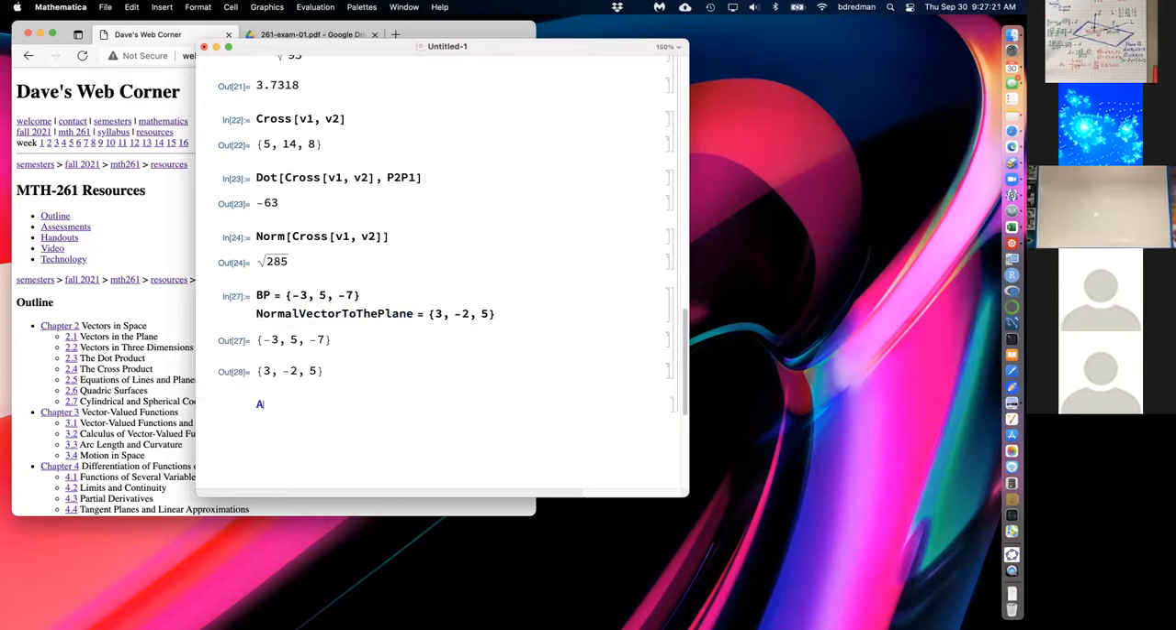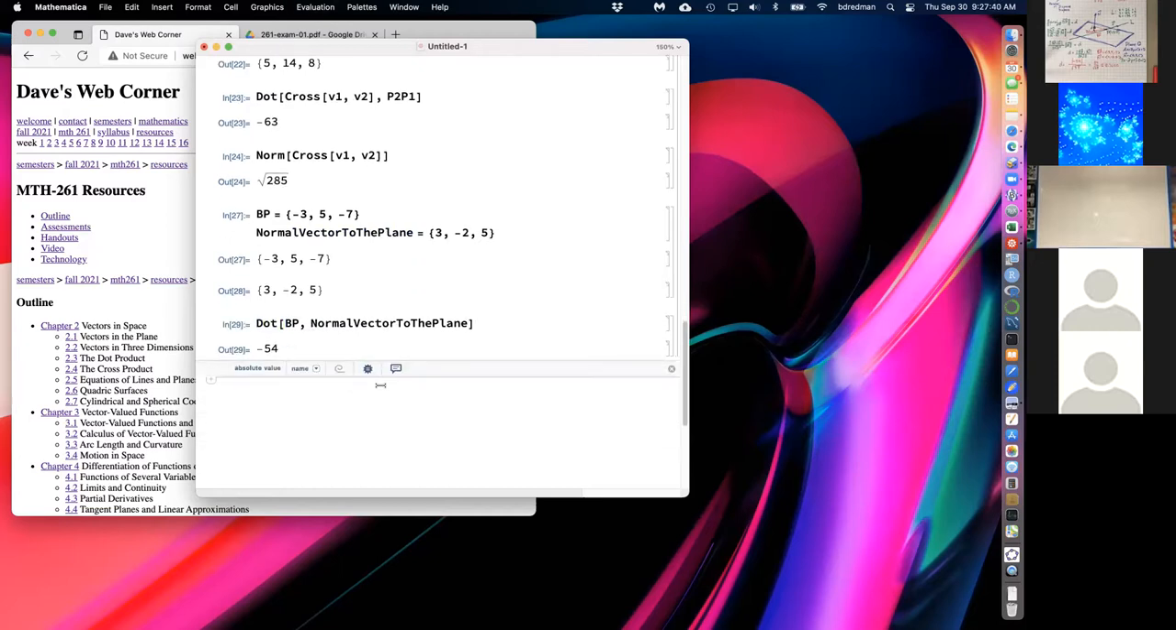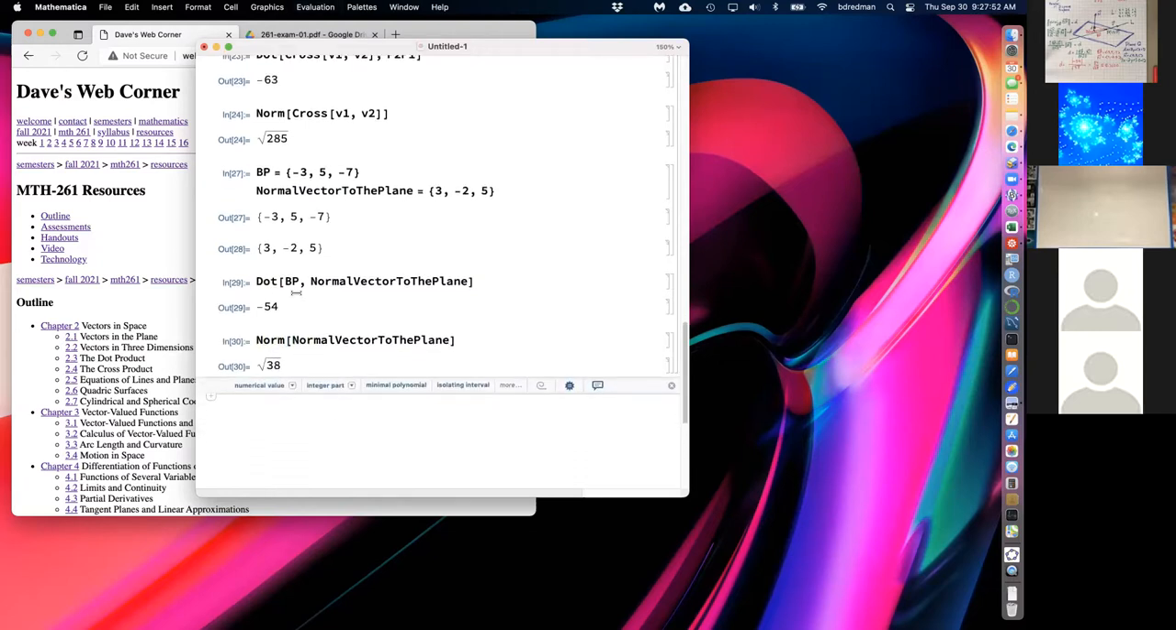I'm going to seriously pay for that now that I have to do the dot product. So I'm just going to run to dot P normal. Oh, thank you, Mathematica tries to help me out since I was being silly. It lists the variables that begin NOR, and one of them is normal vector to plane. So here's the dot product, -54. That's what I expected. What is the norm of normal vector to the plane? Root 38. Okay, that's what I expected. So I think I'm in serious good territory here.